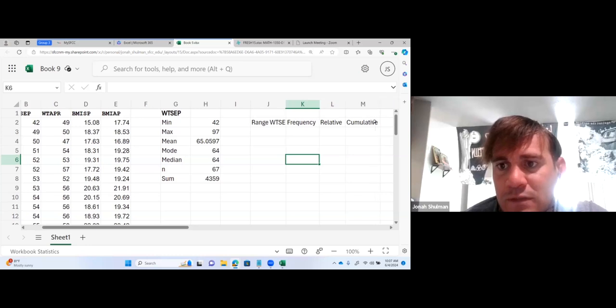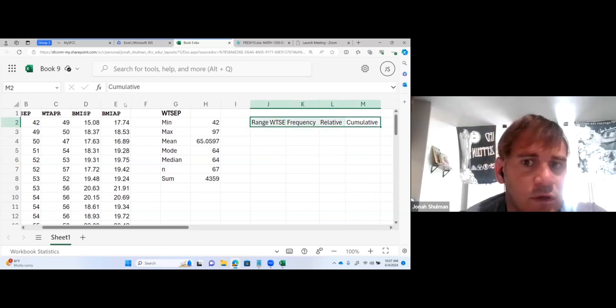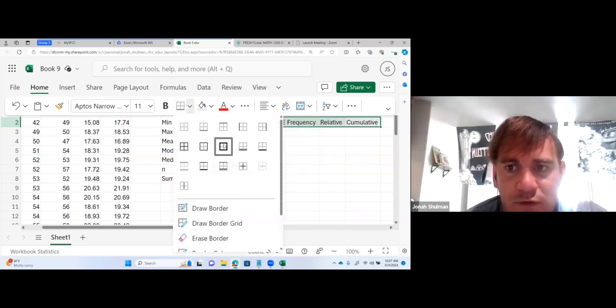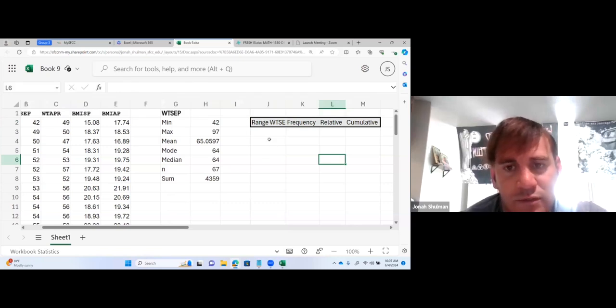And boom. Now, because it's a table, I'm going to just make it look a little pretty. So I'm going to fill this in gray, and I'm also going to give it a nice little box around it. Ta-da. So now it looks like it. So the ranges for this WTSE.